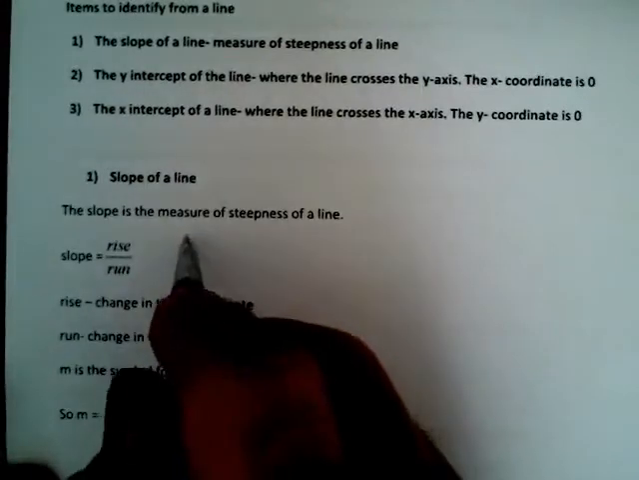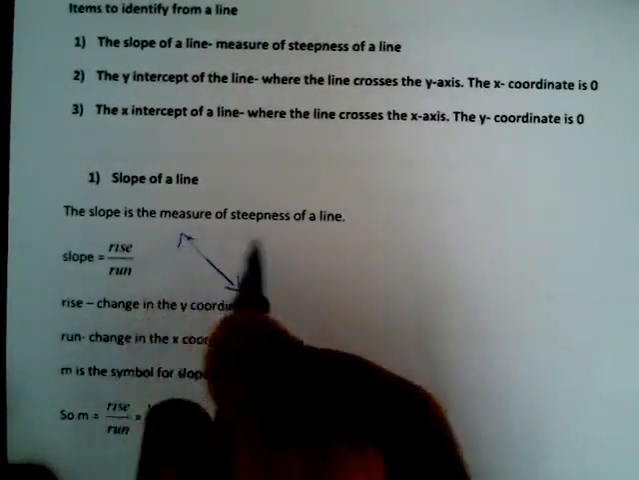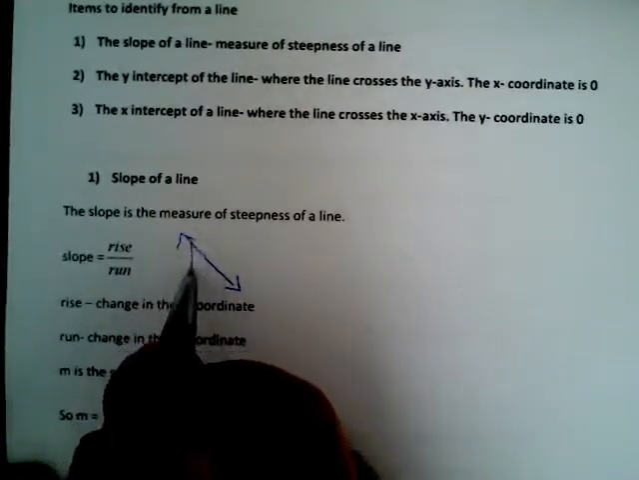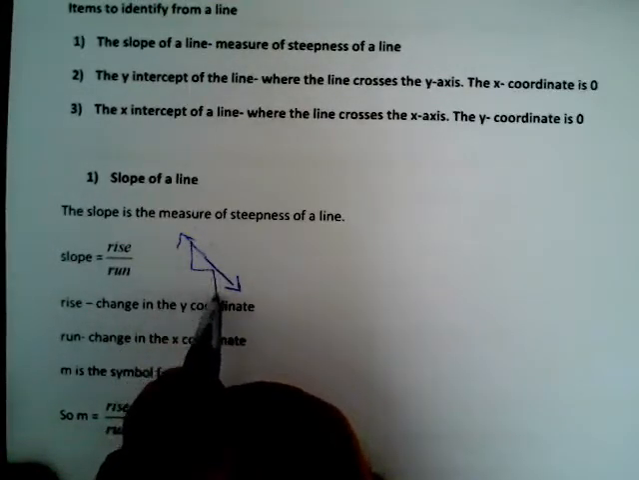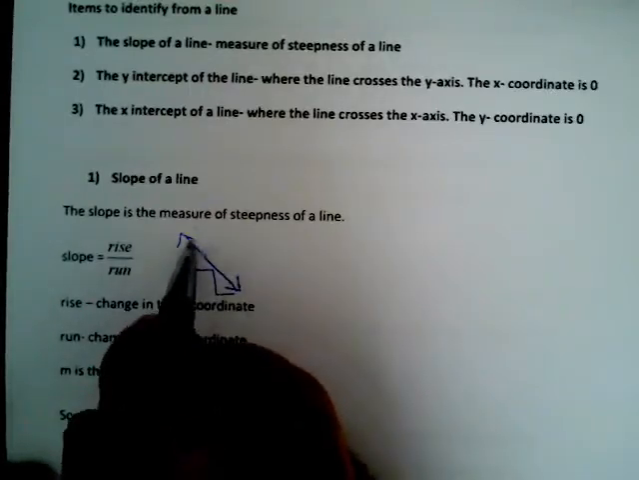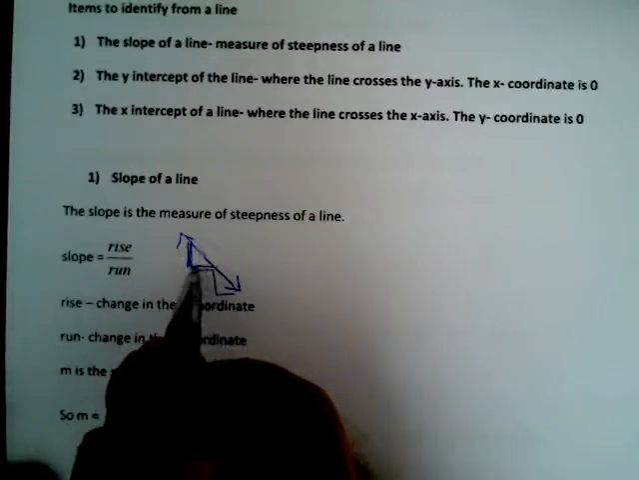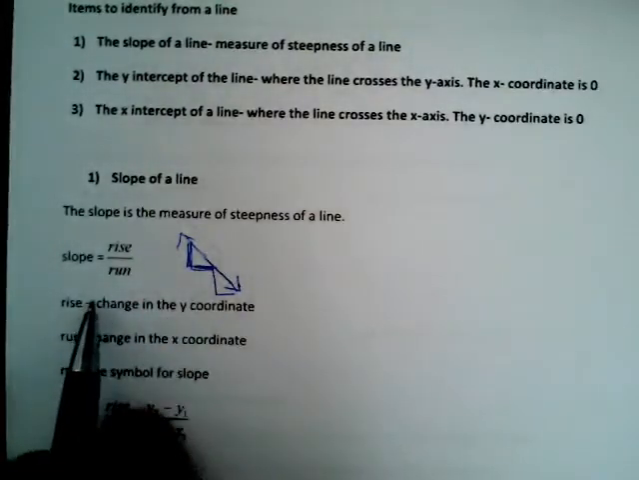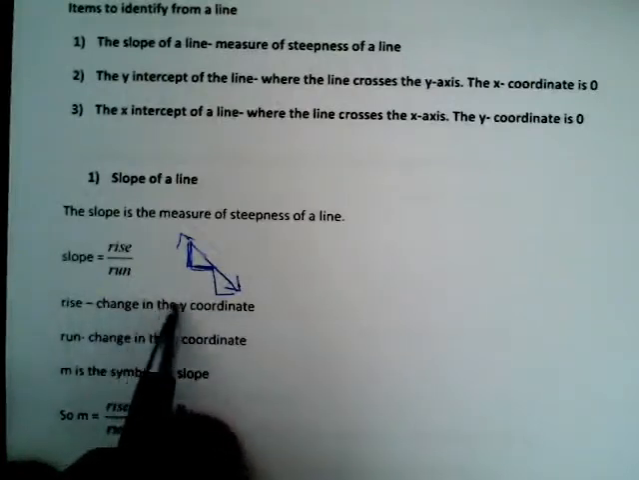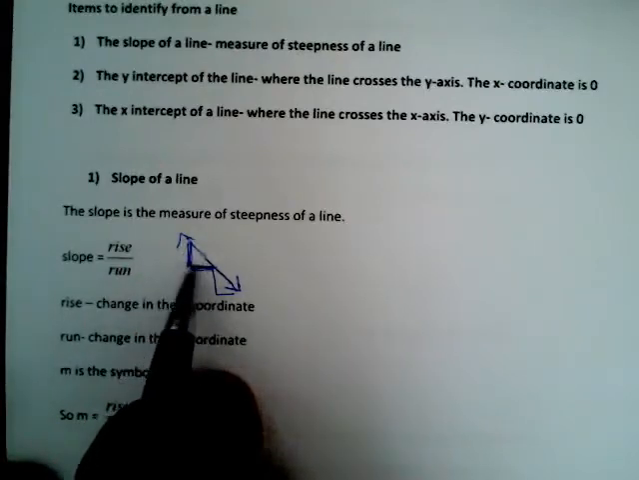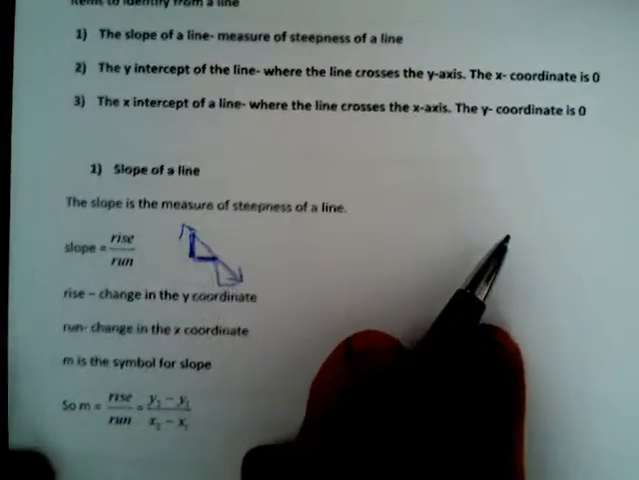If we think of the line looking something like this, the way we measure how steep it is is through a series of vertical versus horizontal movements from one point to the other on the line. The vertical movement is your rise. The horizontal movement is your run. The rise is the change in the y-coordinate, so it's really subtracting from one y to the other. The run is your change in your x-coordinate.